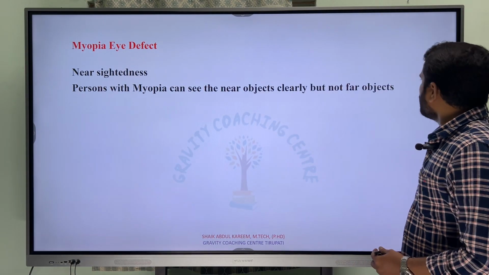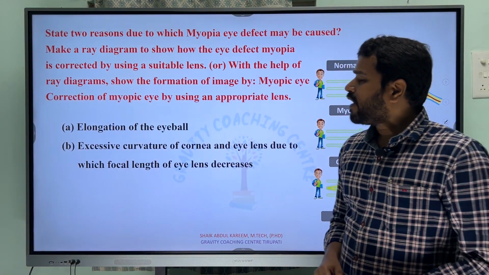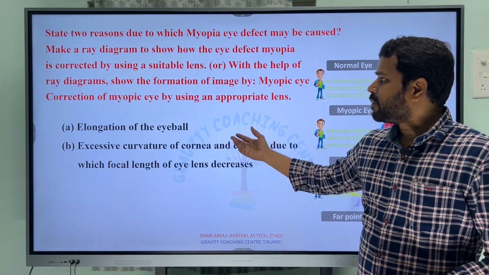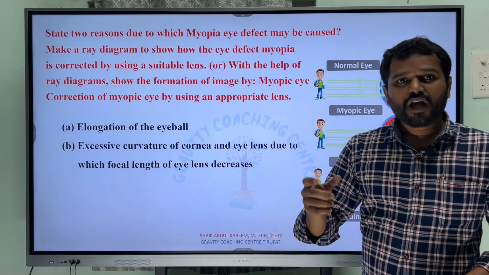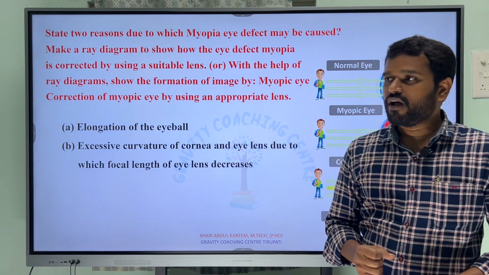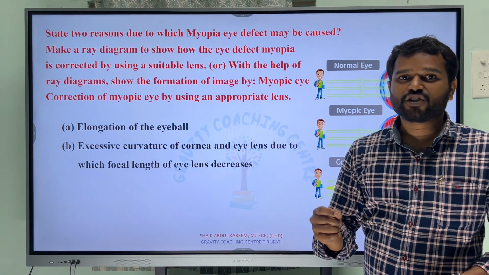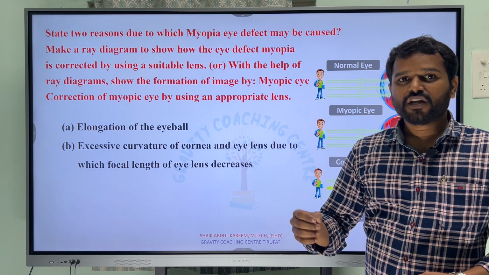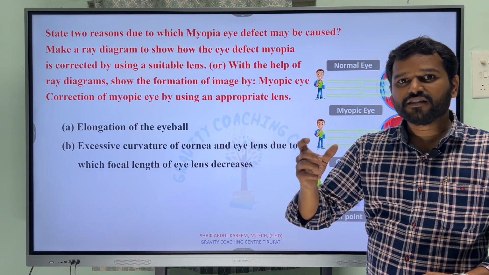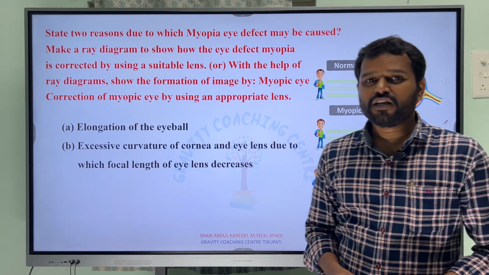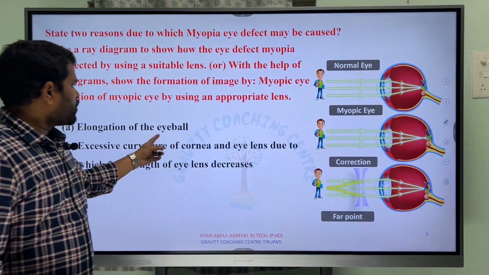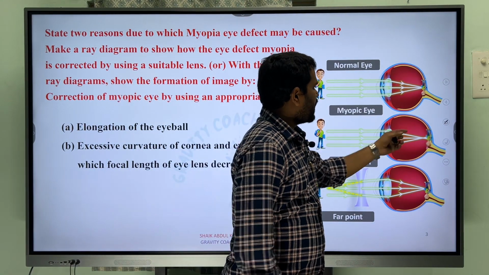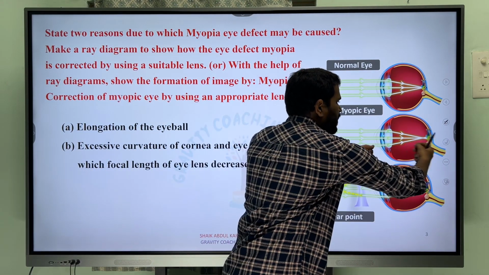Okay, now we will see why this myopic eye defect will come. What are the reasons for that? So, the main reason is due to the elongation of the eyeball and excessive curvature of the cornea and eye lens, due to which the focal length of the eye lens decreases. See, elongation of the eyeball. See here, normal eye, it will be of this size, and elongated, see, it will be elongated in this way.